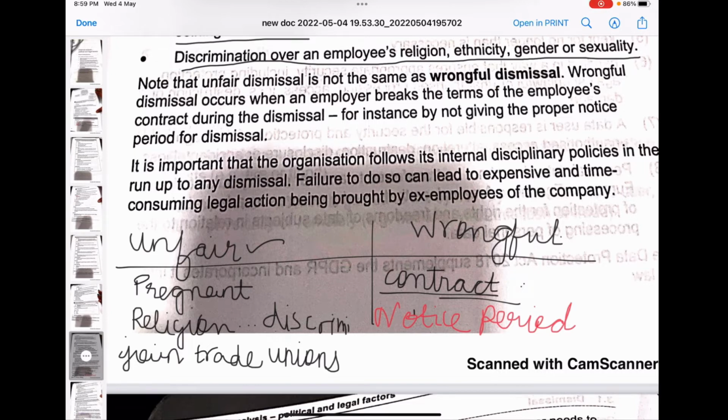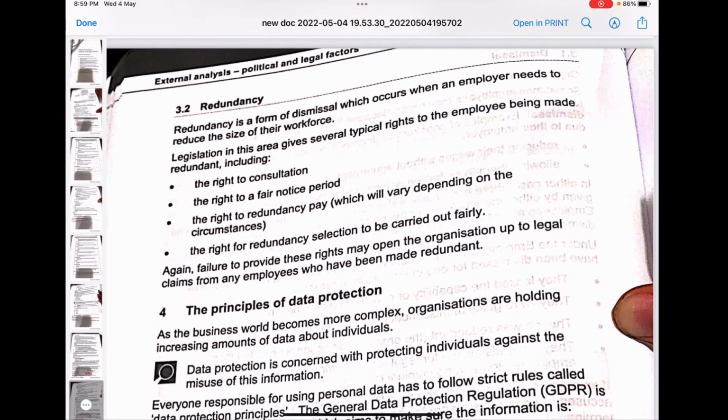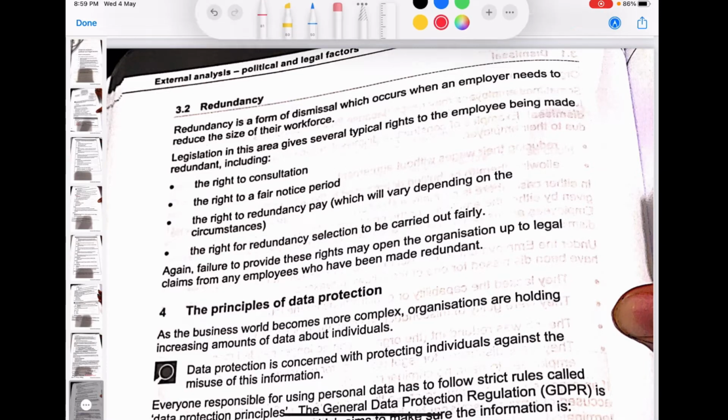It is important that the organization follows its internal disciplinary policies in the run up to any dismissal. Failure to do so can lead to expensive and time consuming legal action being brought by ex-employees of the company. Redundancy. Redundancy is a form of dismissal which occurs when an employer needs to reduce the size of the workforce.